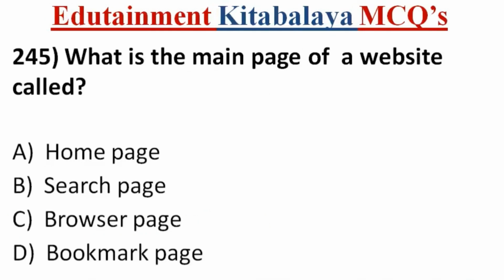Question number 245. What is the main page of a website called? A. Homepage. B. Search page. C. Browser page. D. Bookmark page. Correct answer is A. Homepage.